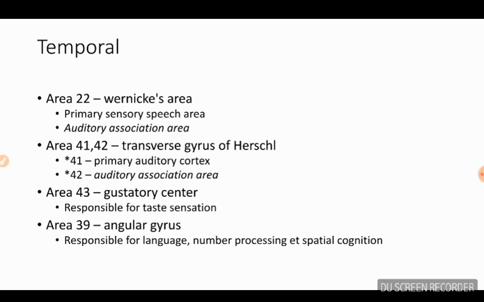Area 39, also known as the angular gyrus, is responsible for language, number processing, and spatial cognition. Once affected by stroke, the disorder is Gerstmann syndrome.